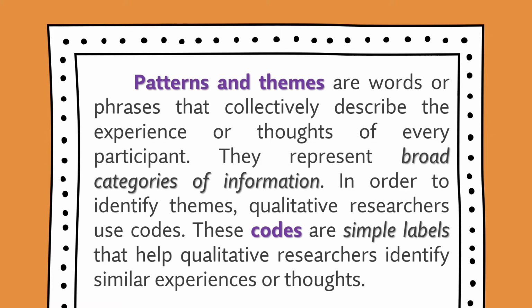Conclusions in qualitative research are based on patterns and themes. In order to identify themes, qualitative researchers use codes. These codes are simple labels that help qualitative researchers identify similar experiences or thoughts. These words and phrases become themes because they appear on several occasions and are mentioned by many participants. Hence, these words or phrases that describe participants' experiences and thoughts should be coded accordingly for easy reference and classification when interpreting the results.